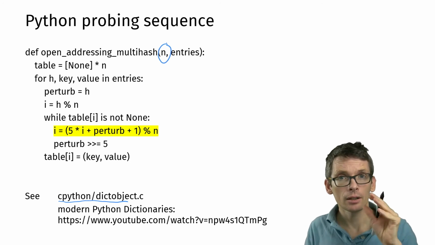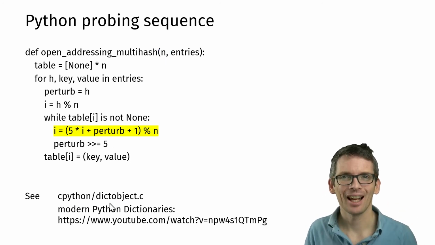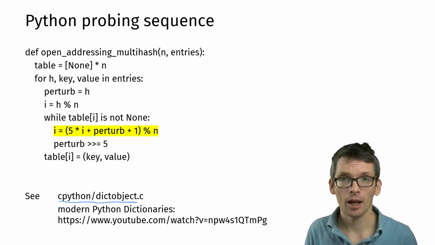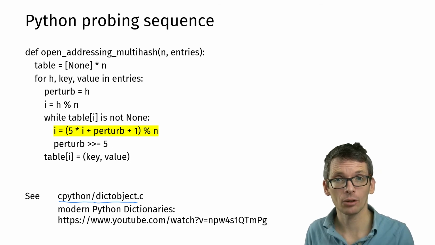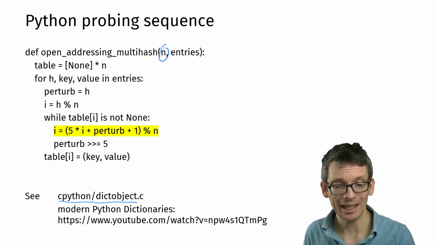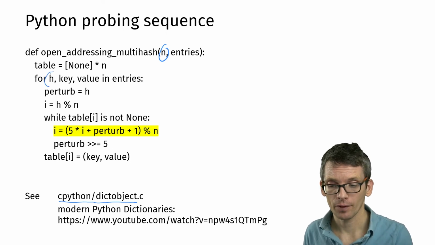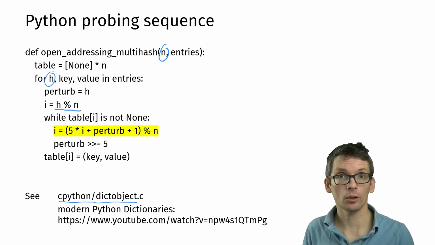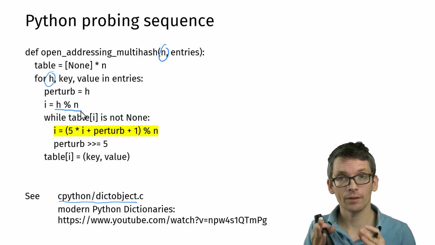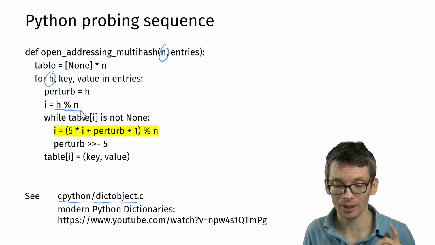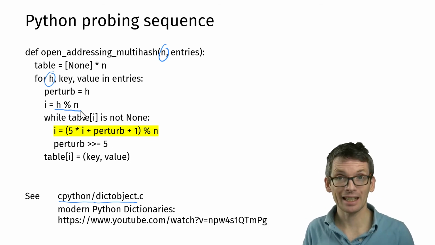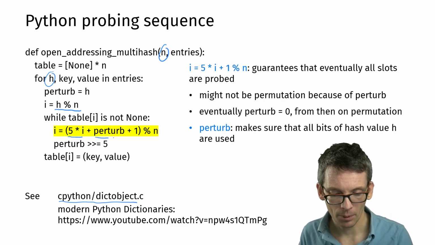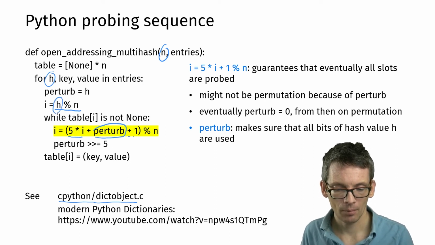N is here the size of the table, so not M, but N, and H is your hash value. So you're using the division method, so first you're trying H modulo N. If that's successful, that's the spot that you take. But from there on, things get more interesting, because now what we do is we're taking 5i plus something that depends on H plus 1.